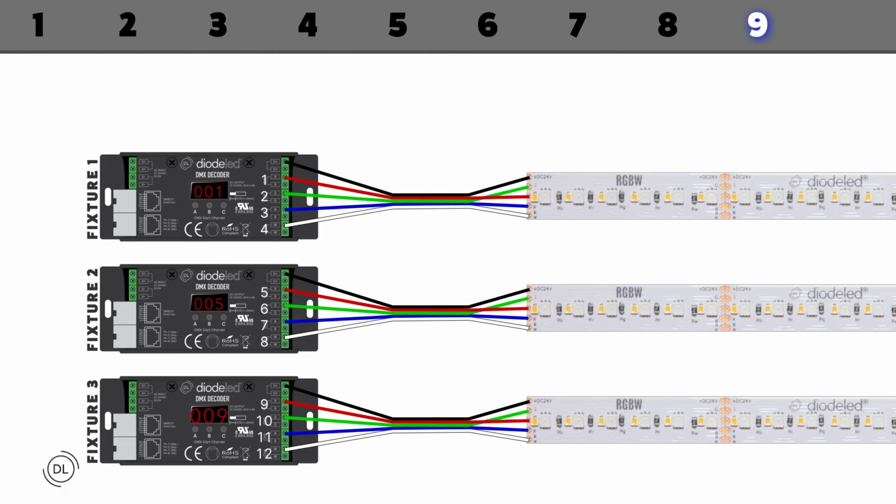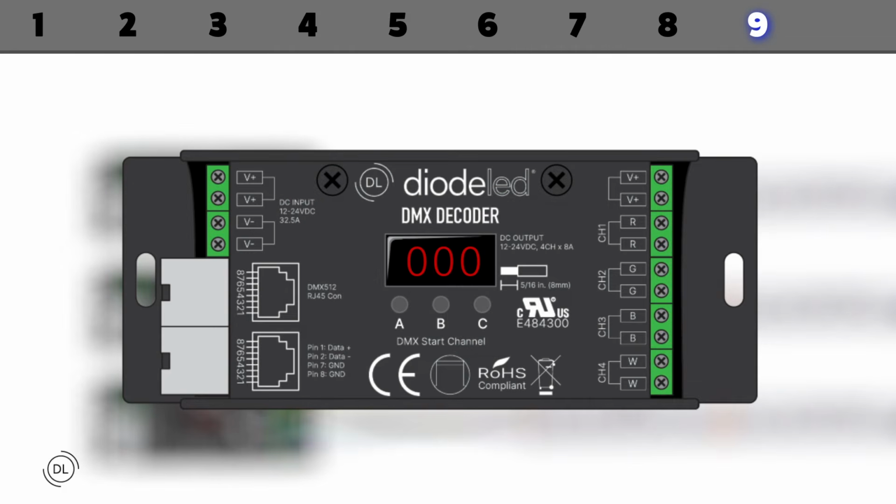For example, Fixture 1 will be assigned address 001, Fixture 2 will be assigned address 005, and Fixture 3 will be assigned address 009. To set the DMX address on each DMX decoder, press and hold button 3, or the third button on the DMX decoder, for 2 seconds until numbers on the display flash. Short pressing the third button will change the address in the single digits. Pressing the second button will change the address in the double digits, and pressing the first button will change the address in the triple digits.